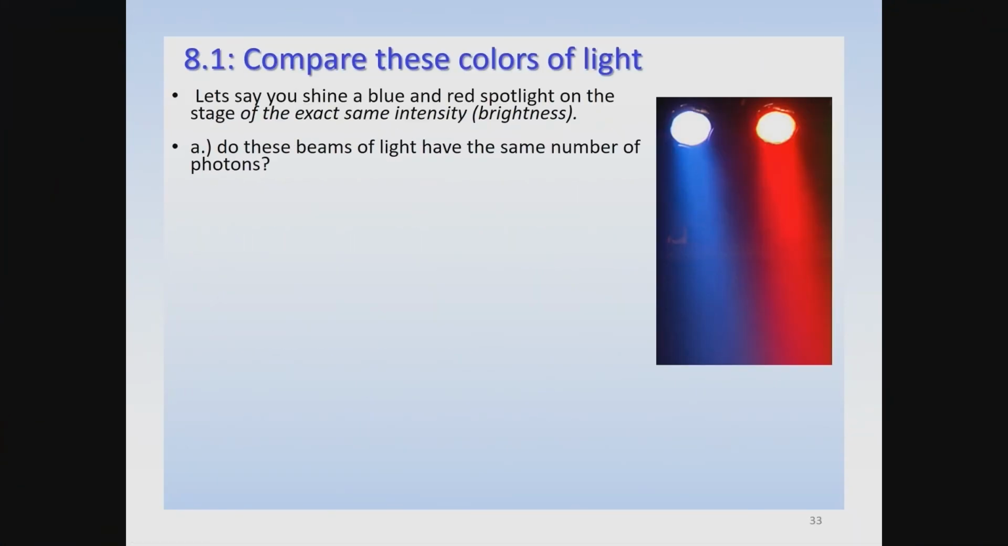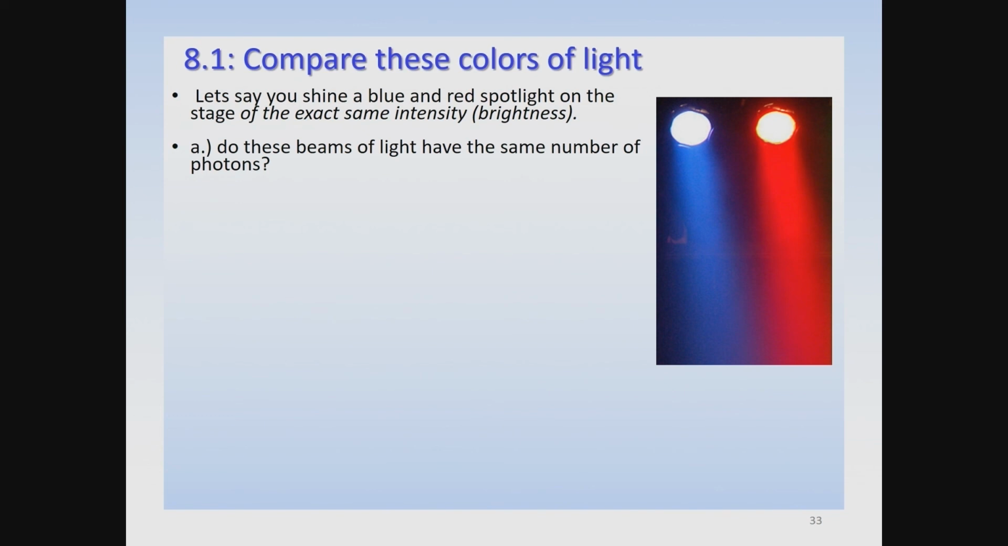Let's just try to summarize a little bit about what we've been thinking about in terms of light not so much coming to us as waves, but as coming to us as particles, as photons. So imagine that you have two spotlights here, a blue spotlight and a red spotlight. And let's say that these two spotlights, although they're different colors and therefore have different wavelengths, have the same intensity. What does that say about the number of photons that are coming at you from each of these spotlights?